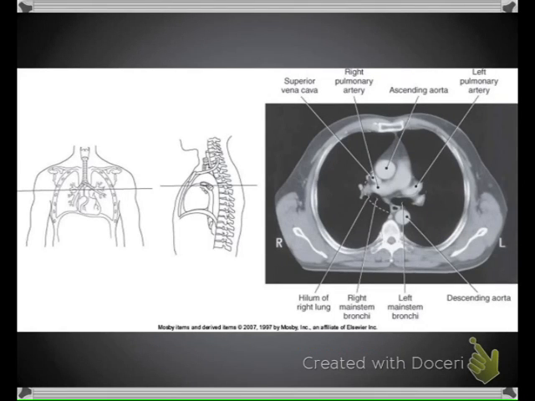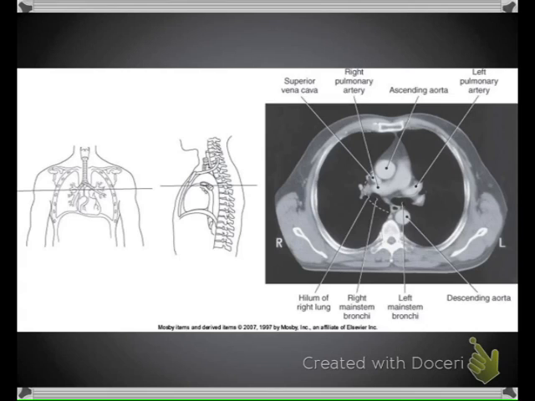So this image is very similar to the ones that we've been looking at before. We do see that we have the ascending and descending aorta, which I'm sure by now you can instantly recognize. We also have the pulmonary trunk coming here, the right and the left pulmonary arteries. We also see that we have the superior vena cava.